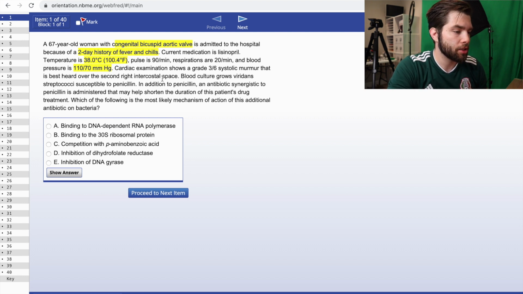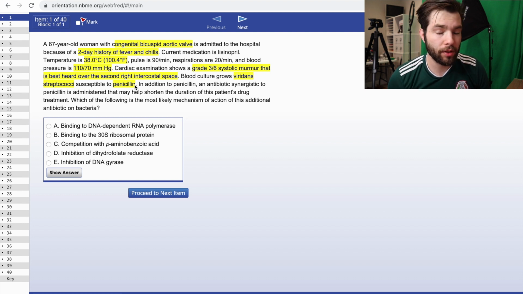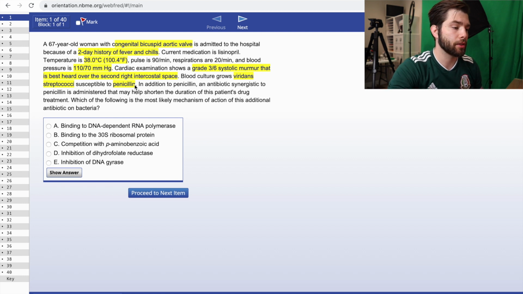All right, so cardiac examination shows a grade 3 out of 6 systolic murmur that is best heard. Okay, so she might have some aortic stenosis. I mean, typically they present earlier with the bicuspid aortic valve, and it's heard right where I would expect it to be heard, in the aortic valve, right on that second right intercostal space. So then blood cultures grow viridans streptococci, which are susceptible to penicillin. Okay, so now I know this is infective carditis. I know they're going to be asking me something about infective carditis, and likely it's going to be something about either the treatment or the bacteriology, the microbiology behind its presentation.